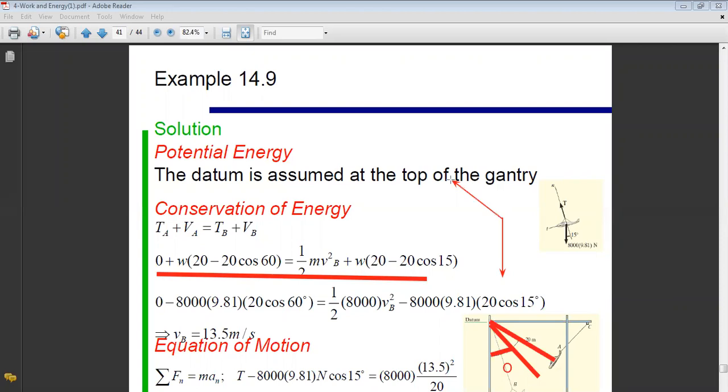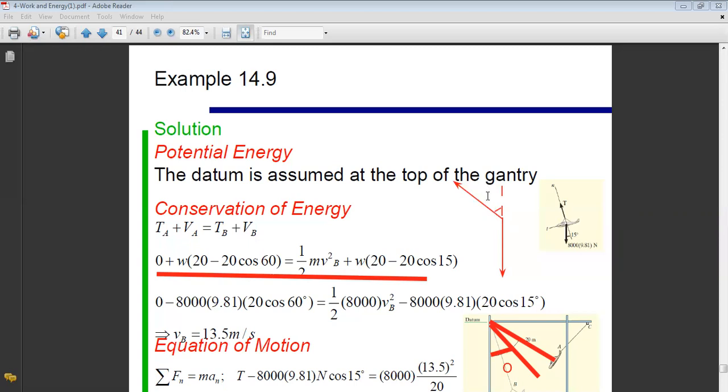And since my cable makes with the vertical an angle of theta, and the tension is along the cable, then I can say that the angle between the tension and the vertical, which is here equal to theta, is equal to this one here. So the angle here between the vertical, so this is the vertical direction, this angle here is theta.